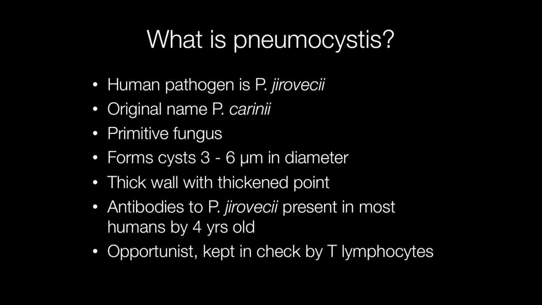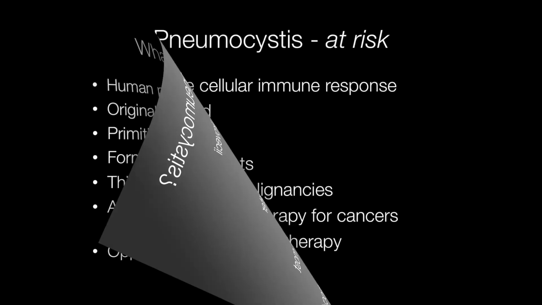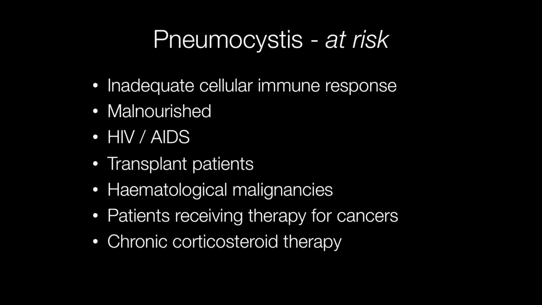Pneumocystis forms cysts 3 to 6 microns in diameter with a thick wall and a characteristic thickened point. Patients with an inadequate cellular immune response are at particular risk of developing Pneumocystis infection. These include patients with severe malnourishment, HIV/AIDS, transplant patients, patients with hematological malignancies, and those receiving chronic corticosteroid therapy.